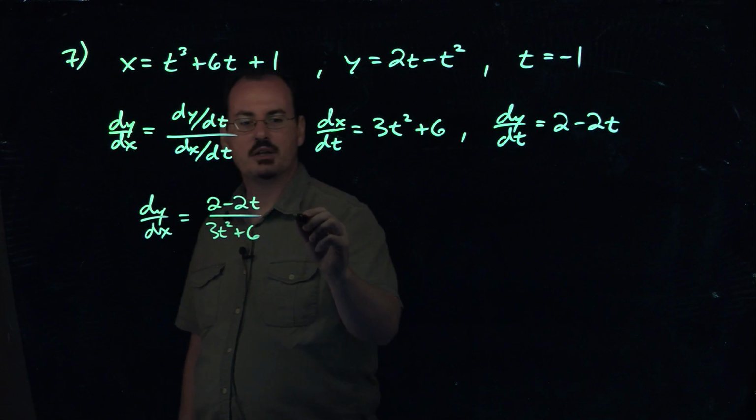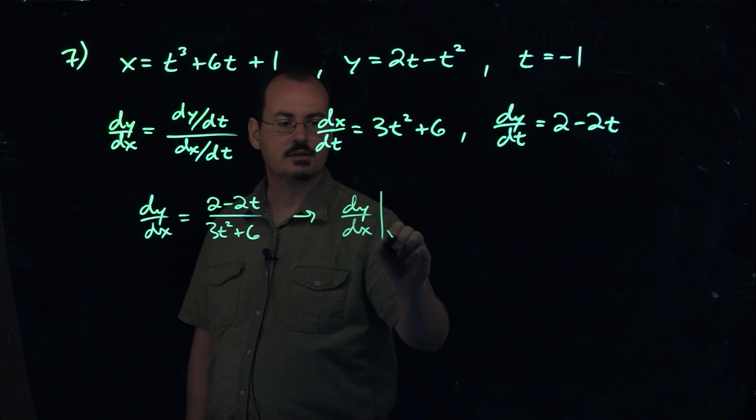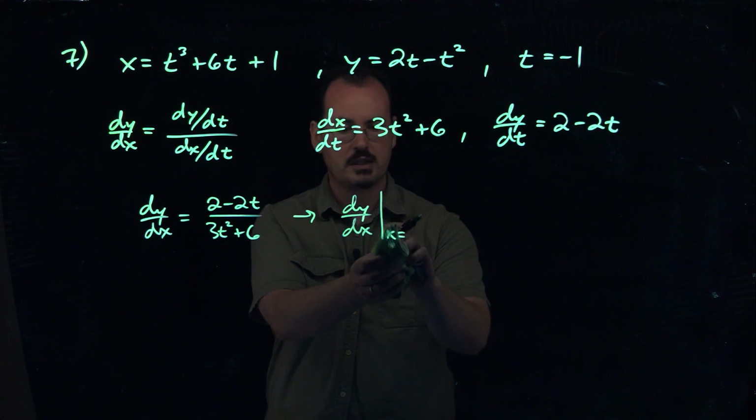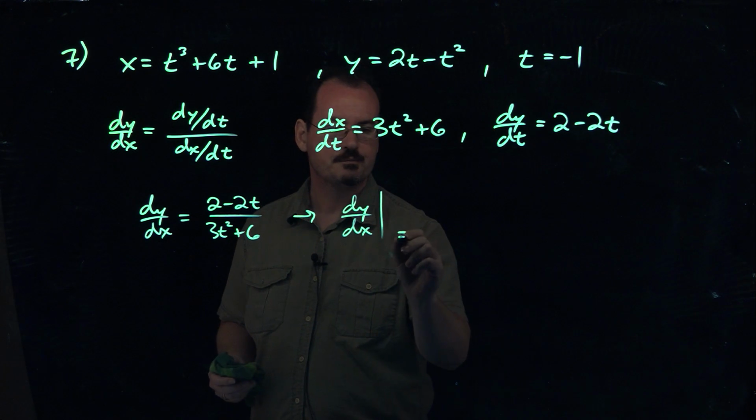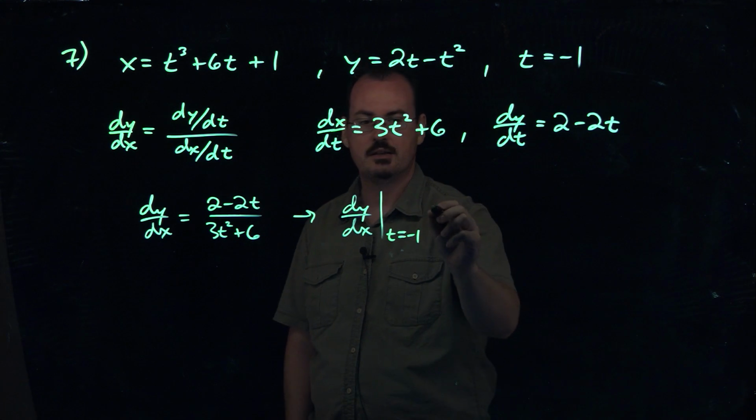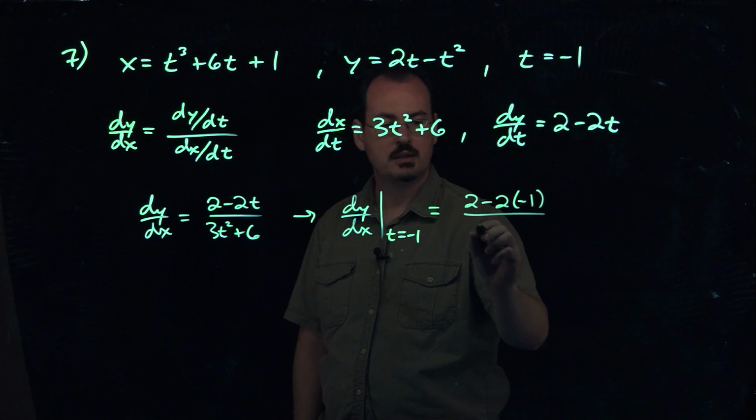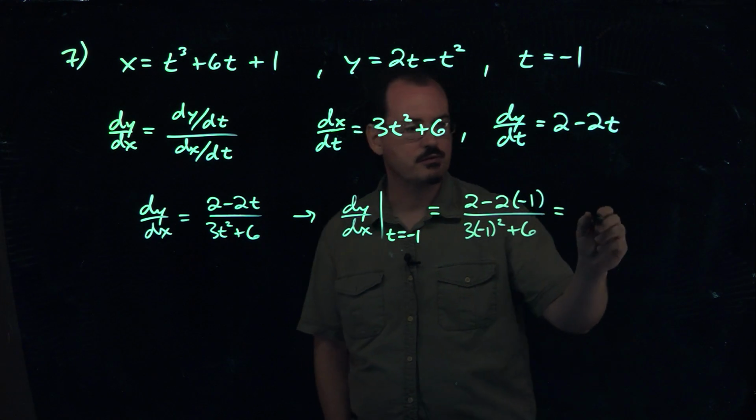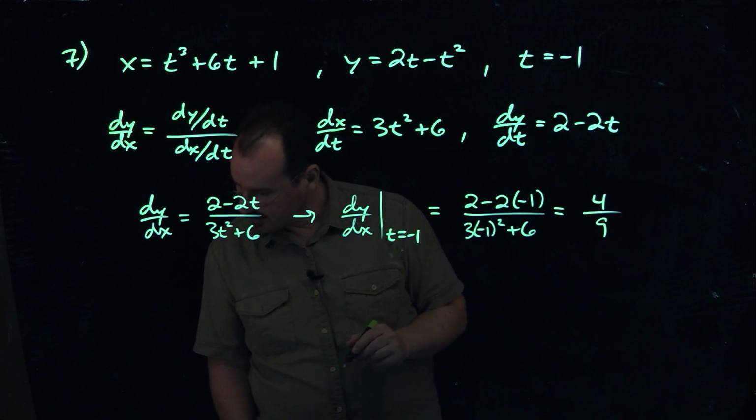And specifically, we want to know dy/dx when t is equal to -1. Okay, so just plug in your value for t there, and that's it. So 2 minus 2 times -1, divided by 3 times (-1) squared plus 6. That's going to be 2 plus 2, that's 4. And 3 plus 6 is 9, so 4/9, which I believe is the answer that we got on that one.